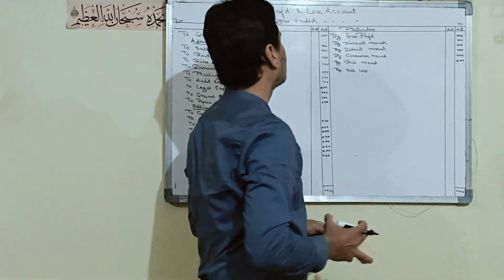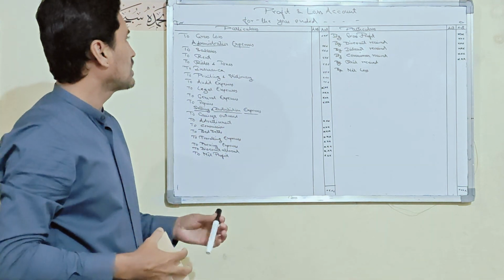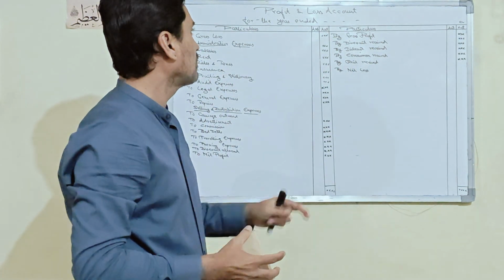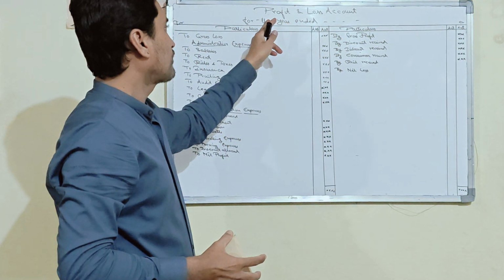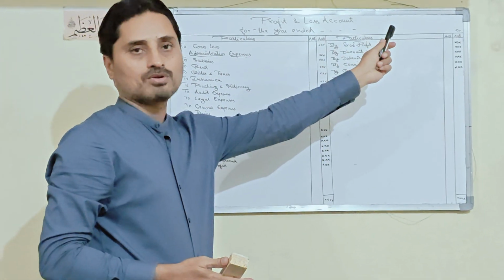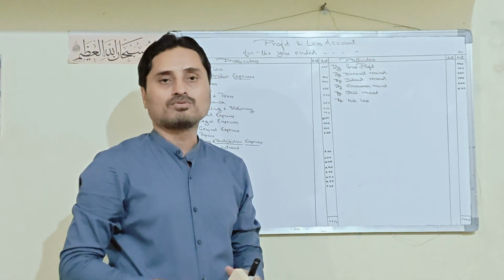Above this pro forma we must have to mention this account name. So this account name is profit and loss account. In second line you have to mention the date on which you are preparing this account.